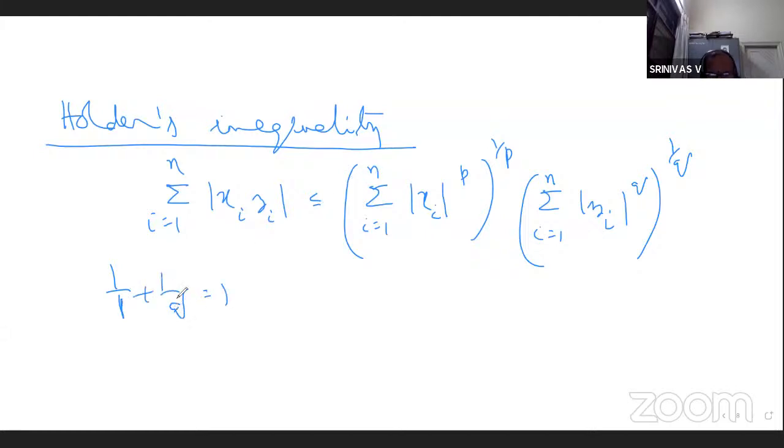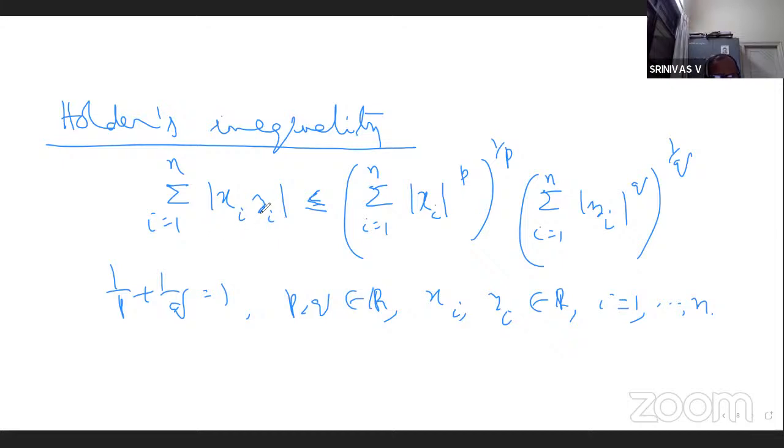P and q are real numbers, and your xi and yi are also real numbers, for all i equal to 1 to n. This is an inequality. This helps in proving the properties of norms on certain vector spaces. This helps us to prove certain inequalities in the definition of norm on certain vector spaces.